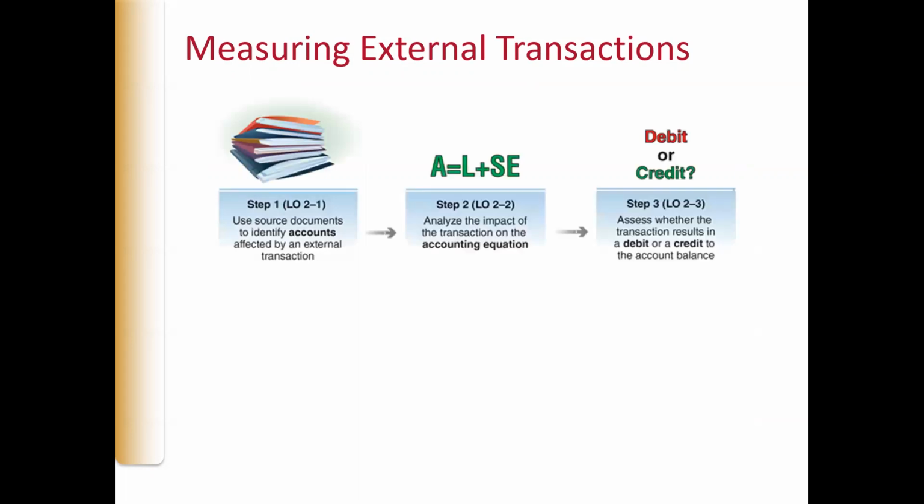So we're going to find some source documents that identify what's being affected. See how these transactions fit into the accounting equation. We're going to decide if we're going to use what's called a debit or a credit. We're going to record the transactions.